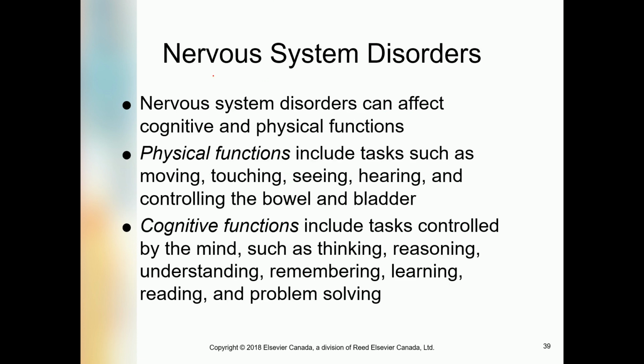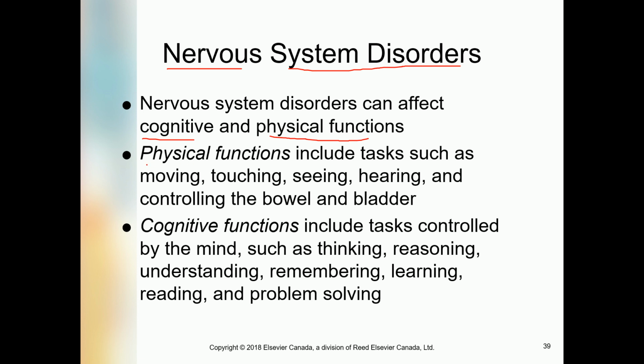Now we are coming to another system called nervous system disorder. In the previous class, chapter 17, we discussed the nervous system a lot, and now we are discussing the disorders of the nervous system. Nervous system disorder can affect the cognitive, meaning mental, and physical, the bodily function. Because our body is always controlled by the mind, by the central nervous system, the brain and the spinal cord.